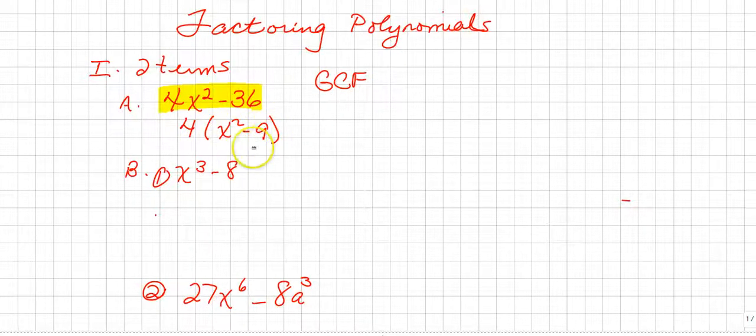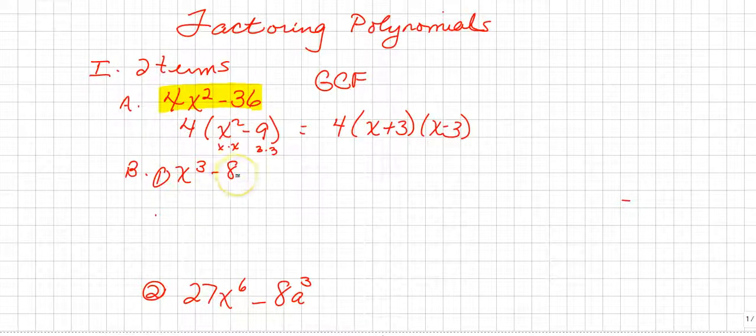Now x squared minus 9 is factorable. It's called the difference of two squares. That's where the first term is something squared, which is x times x. The second term is something squared, which is 3 times 3, obviously, with a minus in between. So it's the difference, subtraction, of two squares. And that will always factor into plus and minus: x plus 3, x minus 3. Done. Example B is not the difference of two squares.